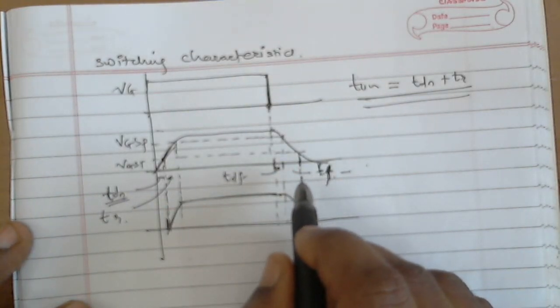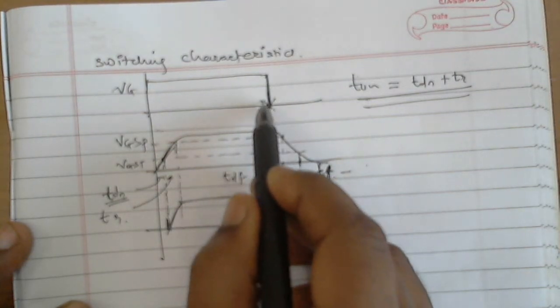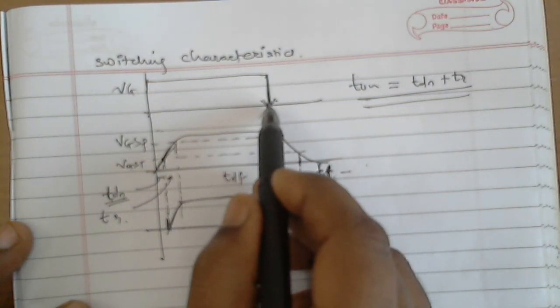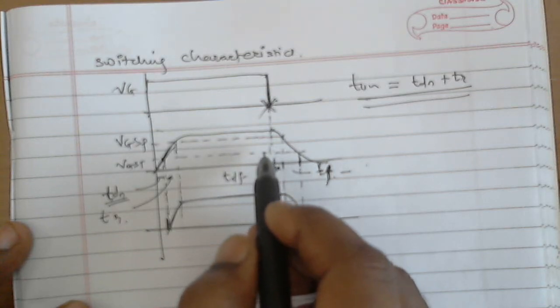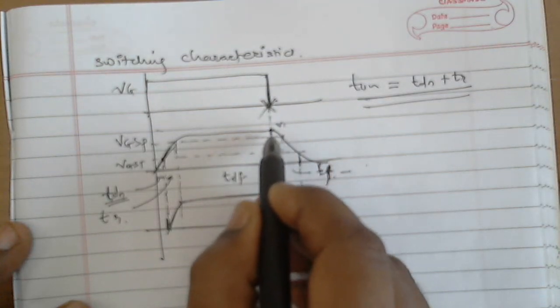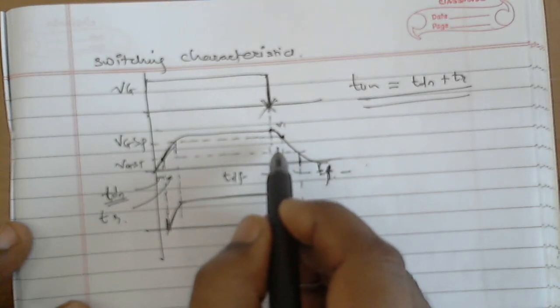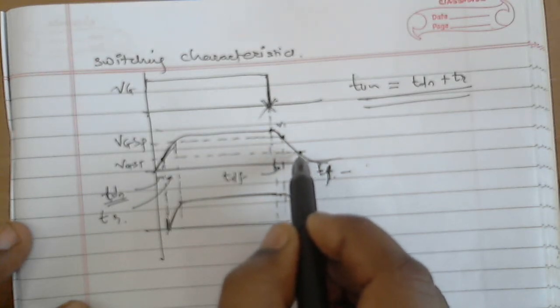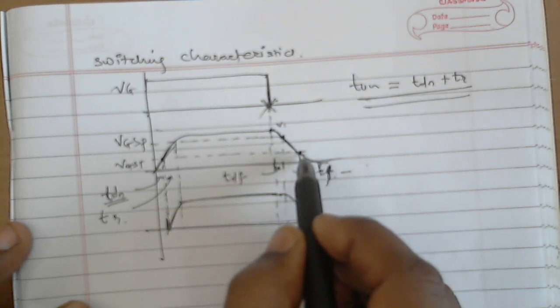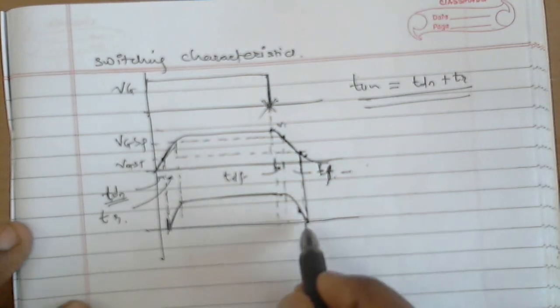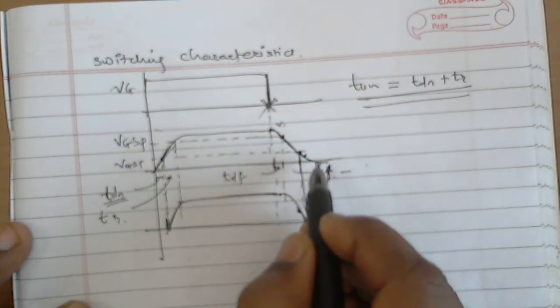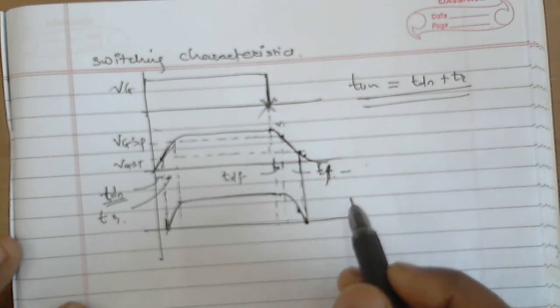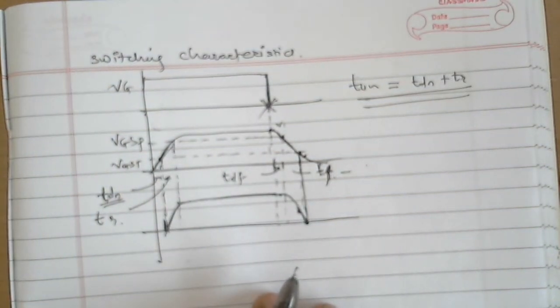What exactly happens is that when you switch off your gate supply, at that instant your input capacitor discharges and your voltage reduces from V1 to VGSP. Now in the fall time, your voltage goes from VGSP down to the threshold voltage, till which your MOSFET will conduct. Once it comes down to the threshold voltage, the current stops, becoming zero, and slowly the voltage reaches zero. So this is the switching characteristics of the MOSFET.